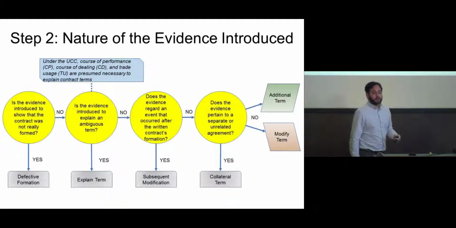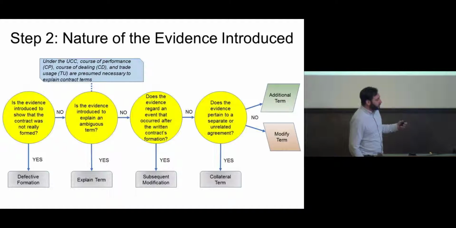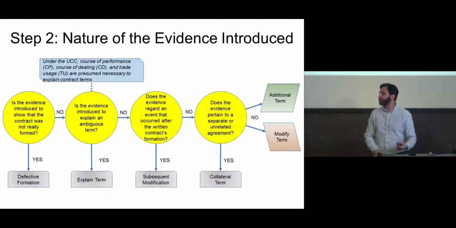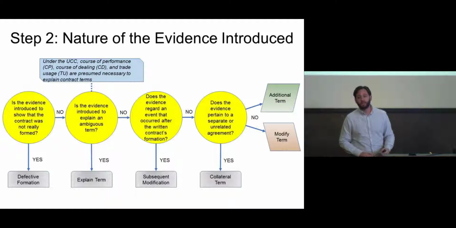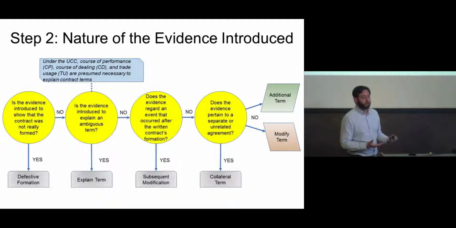Once we've understood the nature of the contract, we look at the nature of the evidence. If the evidence is to show defective formation, the parol evidence rule does not knock it out. If the evidence is used to explain a term, as opposed to modify or add a term, the parol evidence rule does not knock it out. Although courts that take a more objective theory may not admit evidence that is meant to explain or change the meaning of a clear term. So that's a question of whether or not the court will take more of an objective or a subjective approach.